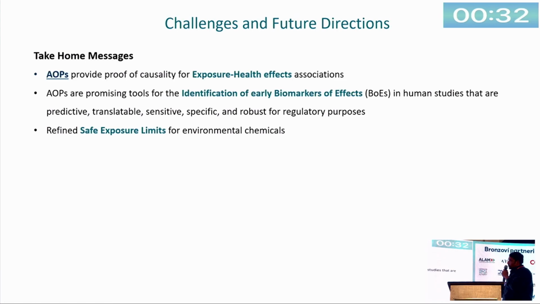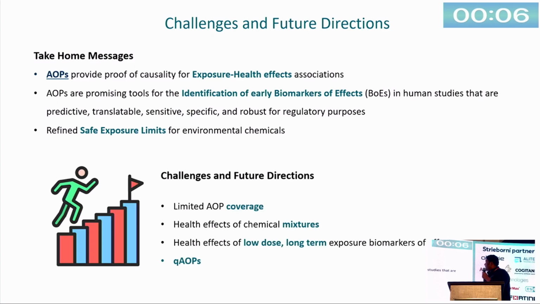So here the take-home messages are: AOPs provide proof of causality for exposure-health effects associations. They are shown to be a promising tool for the identification of early biomarkers in human studies that are predictive, translatable, sensitive, specific, and robust for regulatory purposes. And also they aid in refining safe exposure limits for environmental chemicals and offer better public health protection. And they also come with a lot of inherent challenges, which are our future directions.